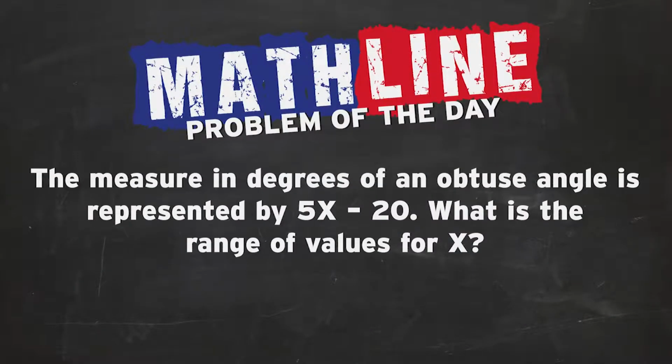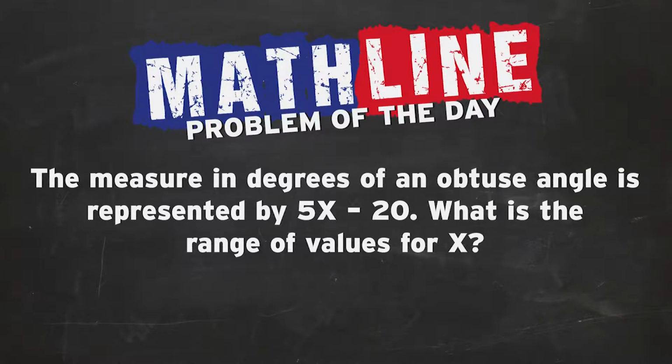Let's take a look at our problem of the day. Problem of the day says the measure in degrees of an obtuse angle is represented by 5x minus 20. What is the range of values for x?